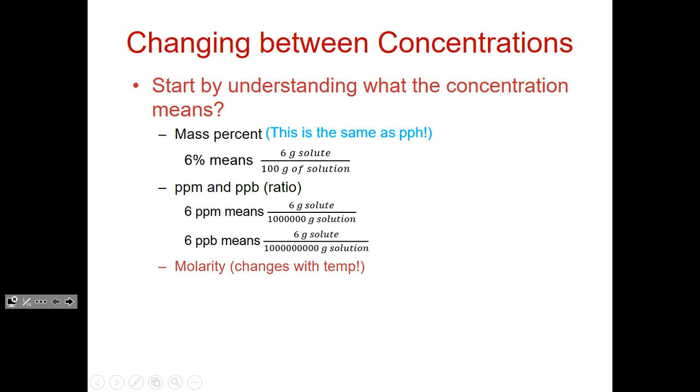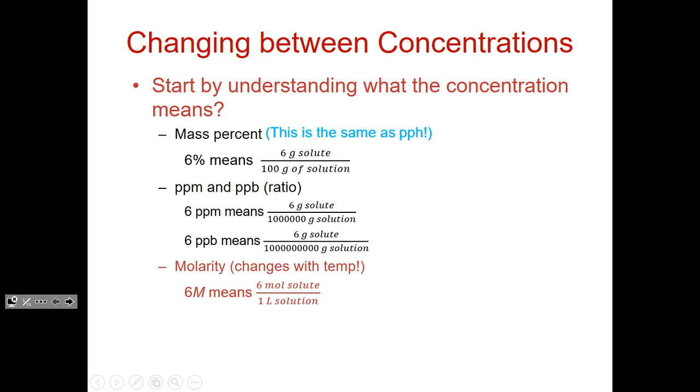And we can do the same thing for molarity. If we have 6 molar, what does that really mean? Well, it means we have 6 moles of solute for every 1 liter of solution. And don't forget, out of all of these, molarity is the only one that's temperature dependent, because your mass isn't going to change when you change your temperature, but your volume will.